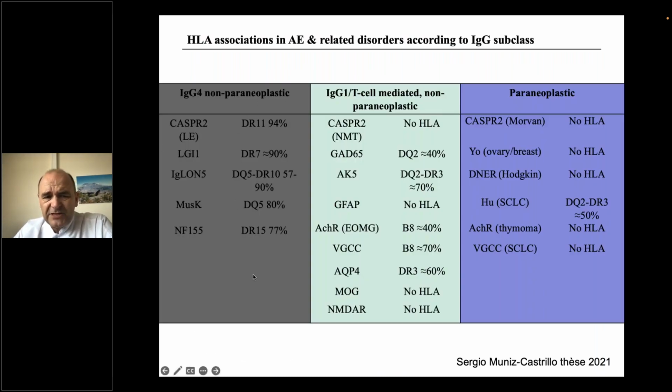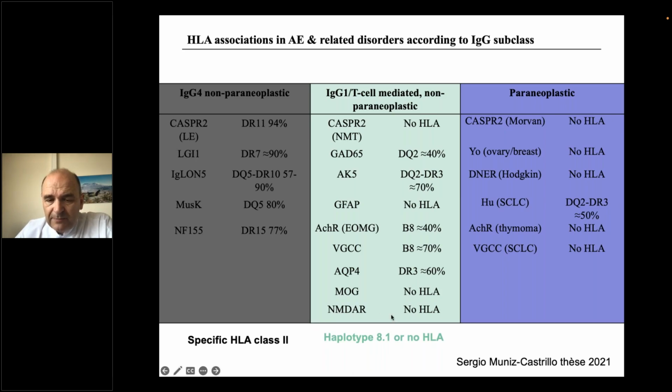We looked first at HLA haplotypes and the subtypes of IgG. And we identified a group of patients with IgG4 and not IgG1 associated with specific HLA. It was patients with limbic encephalitis and CASPR2 antibodies, LGI1 antibodies, IgLON5 antibodies, and some others with IgG1 that could be T-cell mediated, for example in ANNA-5 patients, or not, in NMDA receptor encephalitis, but there is no IgG4.